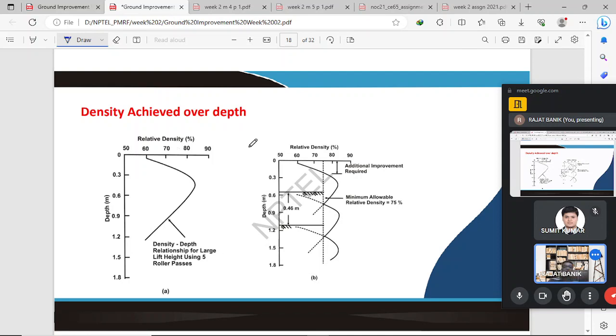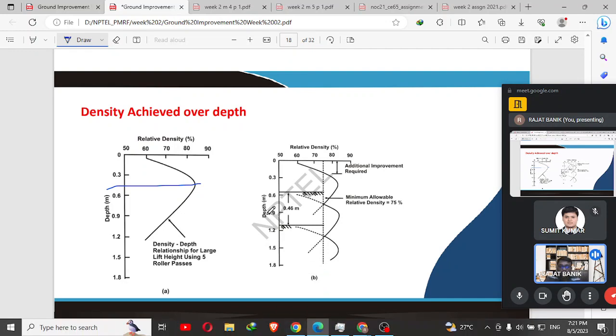That means in the upper side, closer to the ground, for the same compaction energy the density is less. If we move further below the ground, the density increases, and then moving further down, the density again becomes less. So there is an optimum point, the middle point, where we get the maximum dry density, or higher relative density.